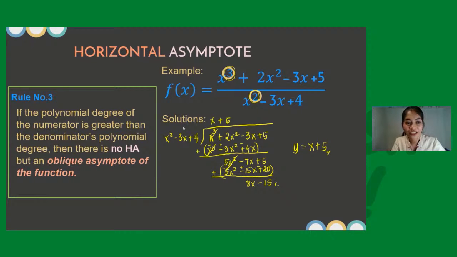And for the third one, if the exponent of the leading term in the numerator is greater than the leading term exponent of the denominator, there will be no horizontal asymptote, but we can solve for the oblique asymptote.